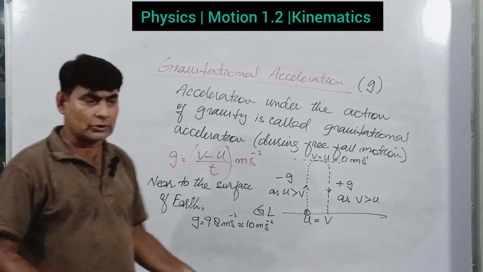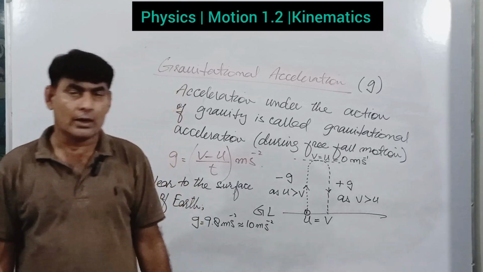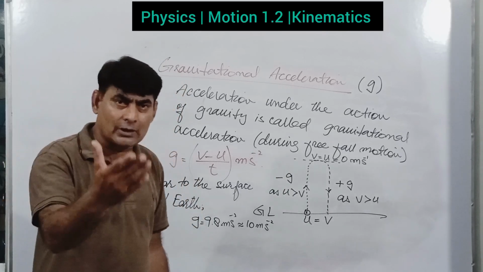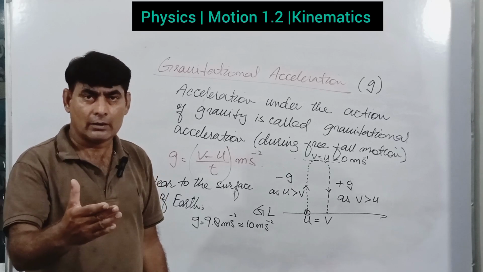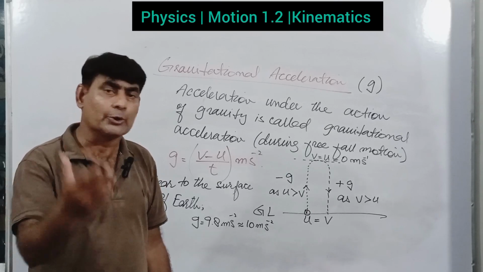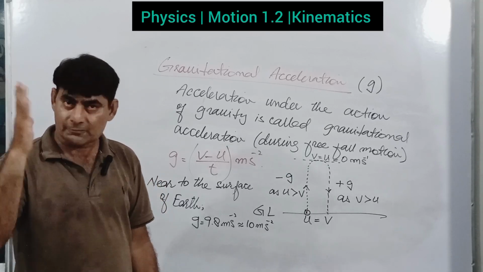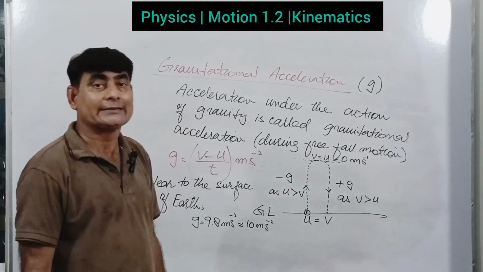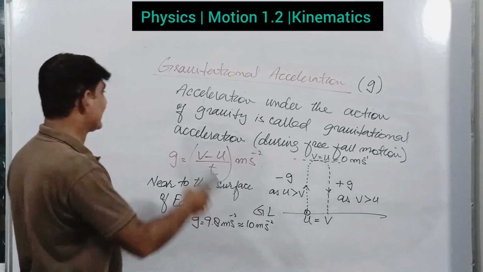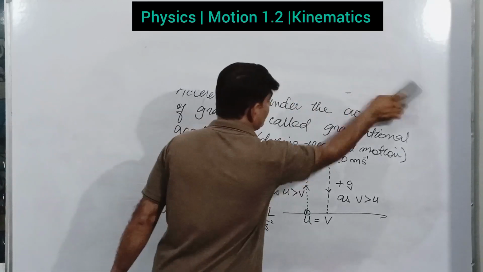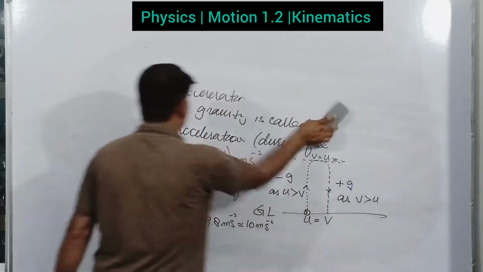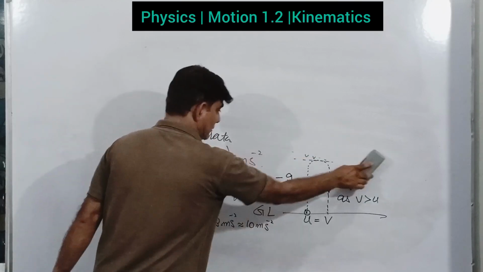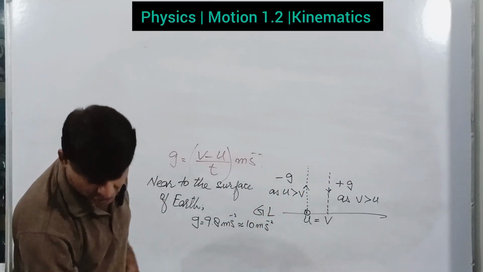We know about velocity. Velocity means the displacement covered in unit time. The displacement covered in unit time is called velocity. Okay, what is terminal velocity? Okay, let's say during free fall motion. During free fall motion, what happens?